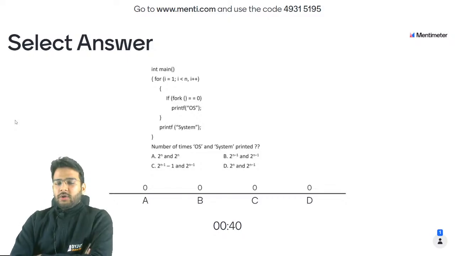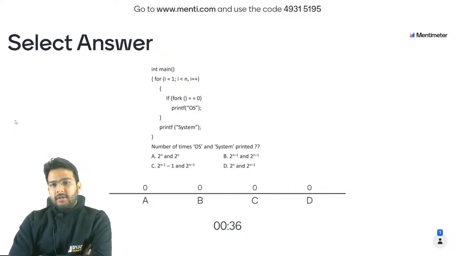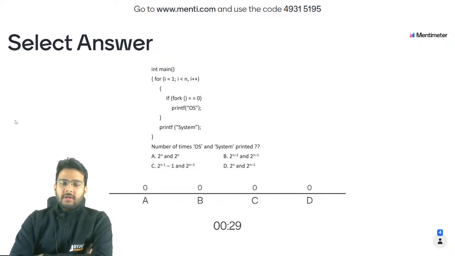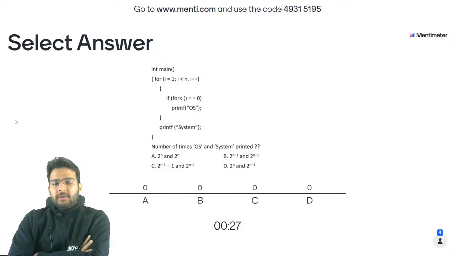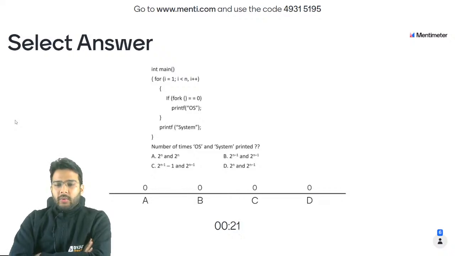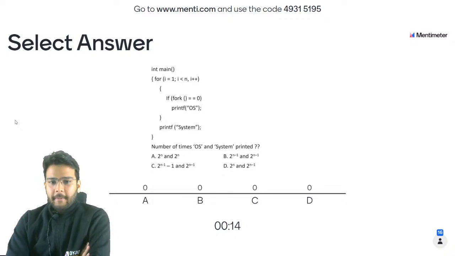Loop is running from 1 to less than n. Fork call is there. If fork is equal to 0, then operating system will be printed, OS will be printed. Otherwise, you can just go out of the for loop and then you have this printf system also. Quickly do it, guys. Last 15 seconds. Quickly respond in the quiz.